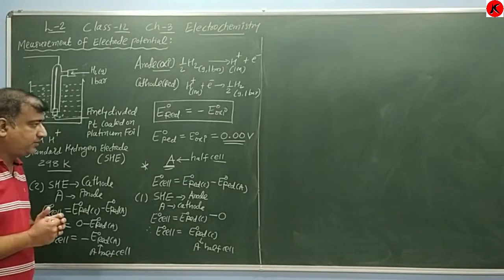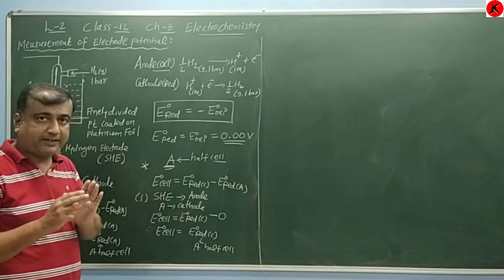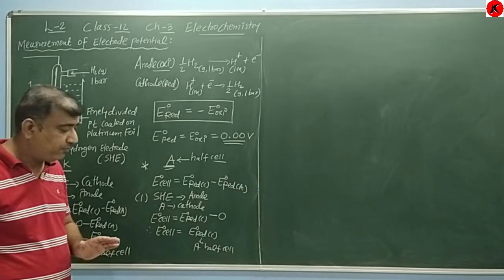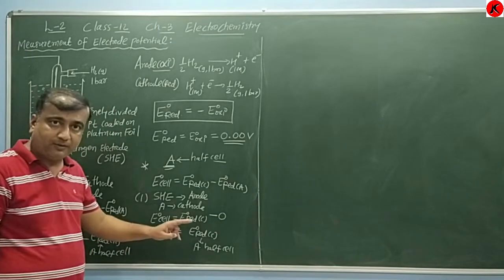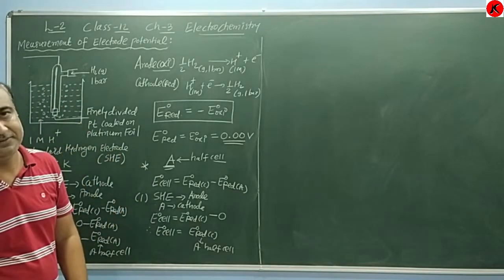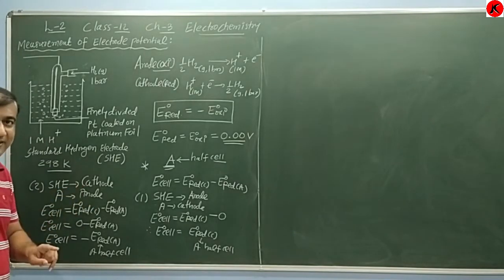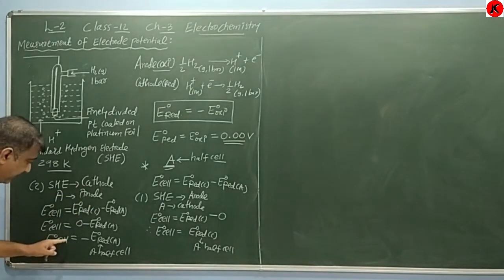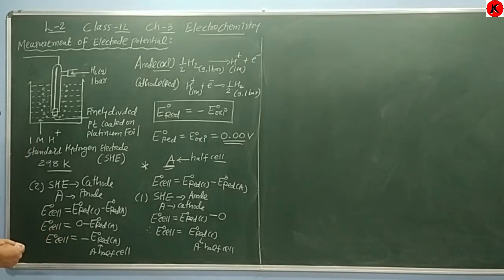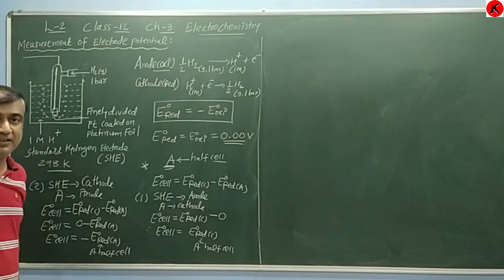So in short, the simple conclusion is, when the standard hydrogen electrode acts as an anode, then the cell potential we have measured is equal to the standard reduction potential of the other half cell. When the standard hydrogen electrode acts as a cathode, then the negative value of the standard cell potential is equal to the standard reduction potential of the other half cell.